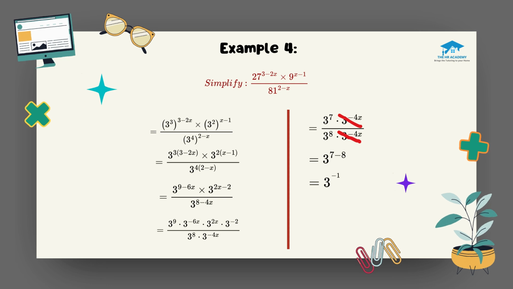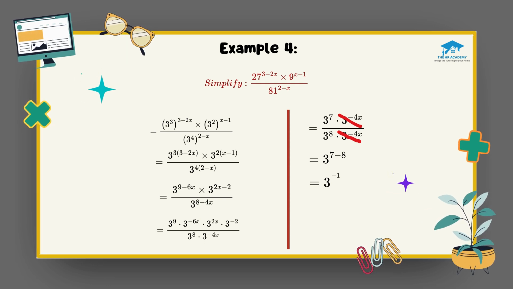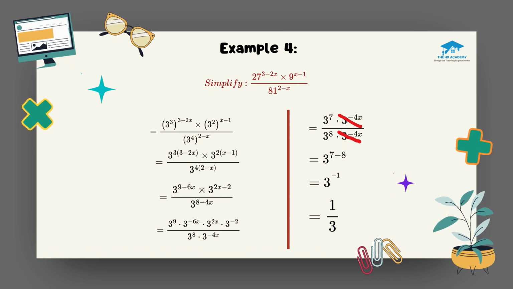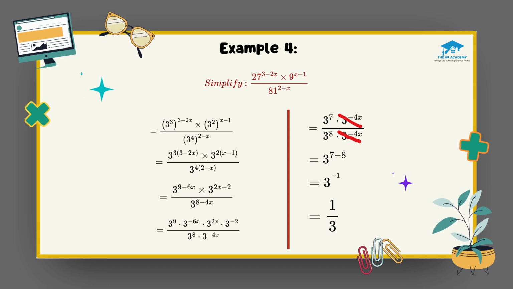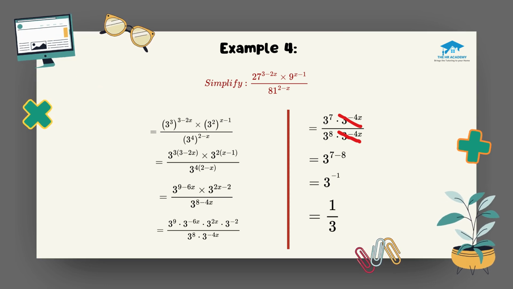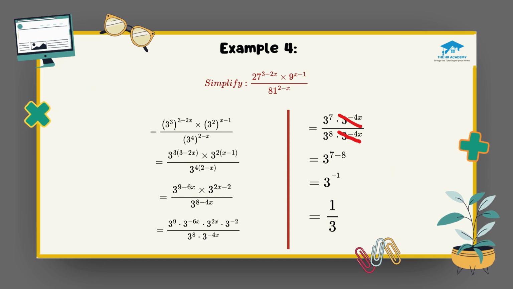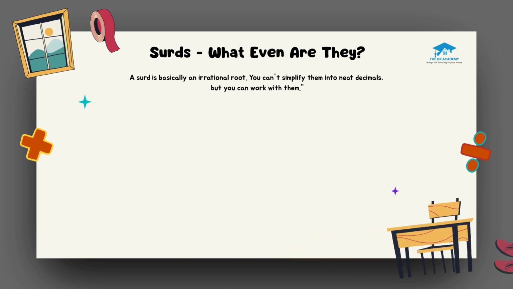This is a negative exponent. The answer must always have a positive exponent. Using the negative exponent rule, 3 to the power of negative 1 becomes 1 over 3. And that, my friends, is how you conquer exponents. We didn't just solve it, we raised the bar, and then powered through it. See what I did there? Power, exponents.